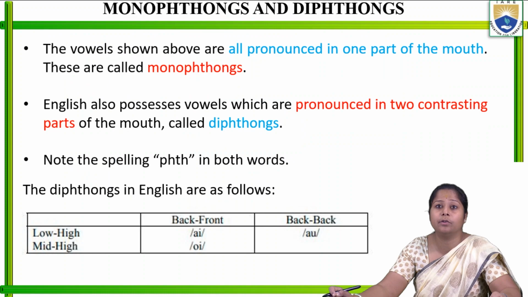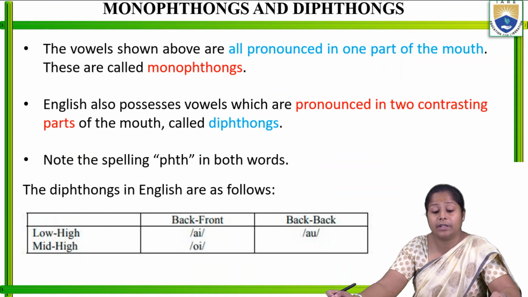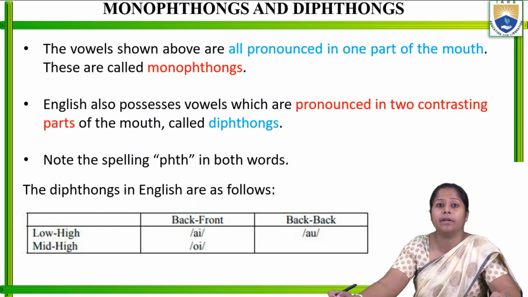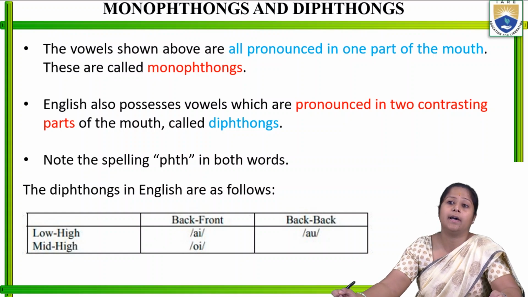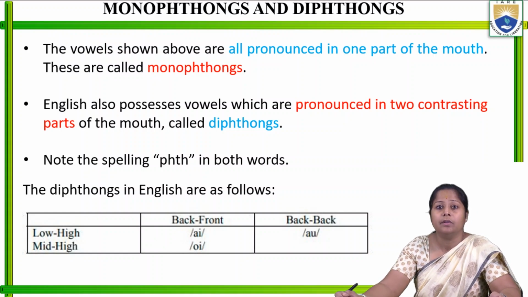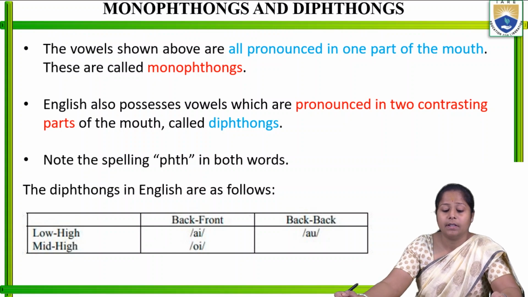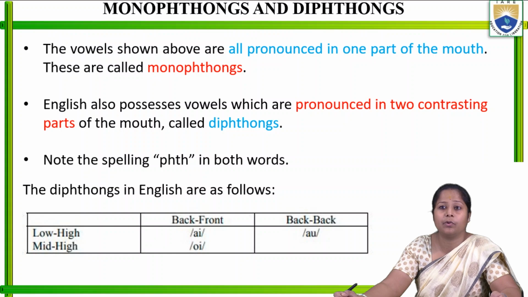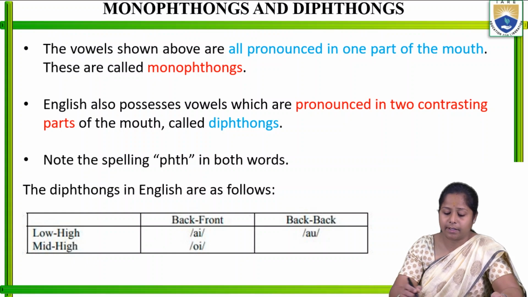So let's go into the monophthongs and diphthongs. These are the two categories that will be carried forward in the field, whenever we write a transcript or make a sound, and whenever a speaker sounds something and we need to extract those. These sounds, these vowels shown above, are all pronounced in one part of the mouth, so those are called monophthongs. English also possesses vowels which are pronounced in two contrasting parts of the mouth, and those are called diphthongs.